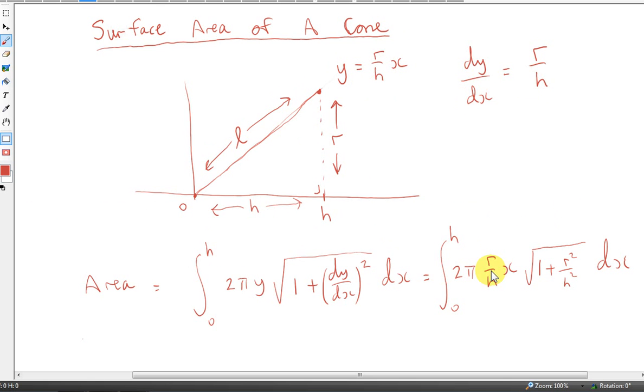So we've plugged in for y. y is rx over h, that's here. Plug in for dy/dx, so we have to square r over h. So this is just a constant, so we can actually take that outside along with the 2 pi r over h. So we have a straightforward integral of x with respect to x. Well, that's a half x squared. So we plug in our upper limit, which is h, so we get a half h squared. And of course we get 0 for the lower one. So these 2's cancel out, and we cancel out one of the h's.